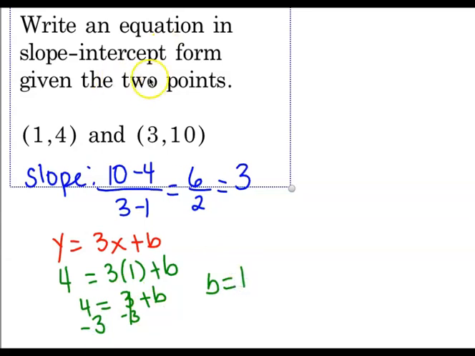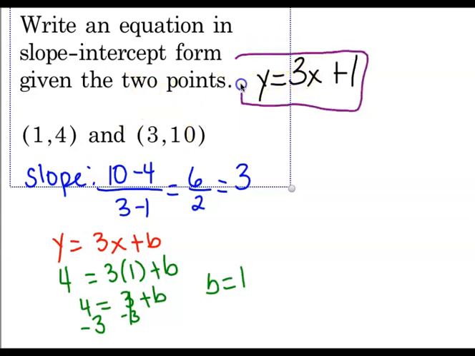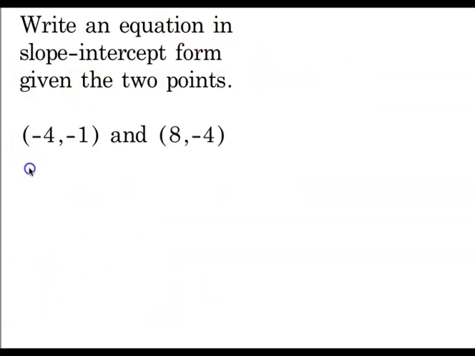Now I am ready to write my equation in slope-intercept form. So it's y = 3x + 1, okay? And I could check every point again. If I sub in 1 for x, the y is 4. If I sub in 3 for x, the y is 10. So I know my equation is correct. y = 3x + 1. So I'm going to do one more example.